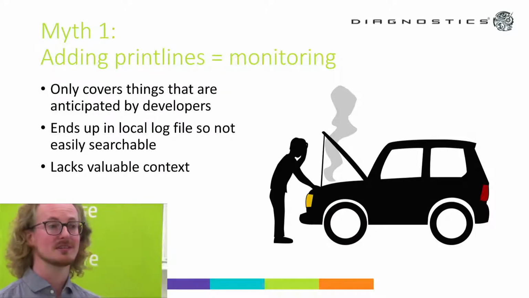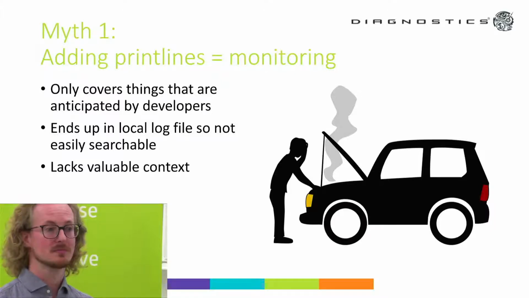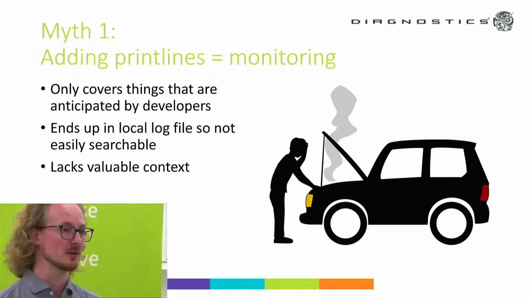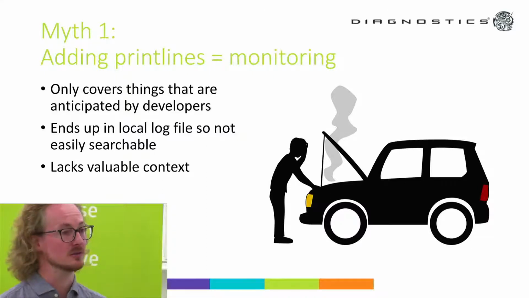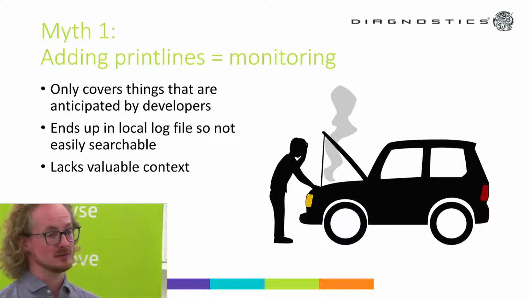The problem with this is that the code is made by developers. So the print lines that you're going to find in your code are also made by developers and will only cover situations that they will expect where issues can occur. But that's just a very small subset.